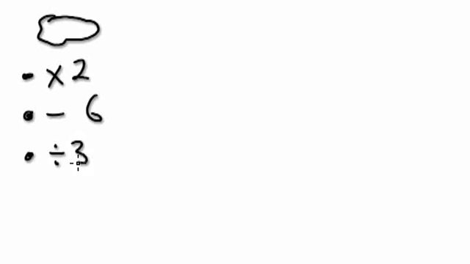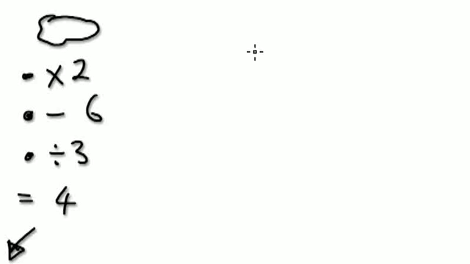I'm thinking of a number. Okay. I'm going to times 2, and then I'm going to take away 6, and then I'm going to divide by 3, and it gives me 4. What number was I thinking of? So press pause and have a go.